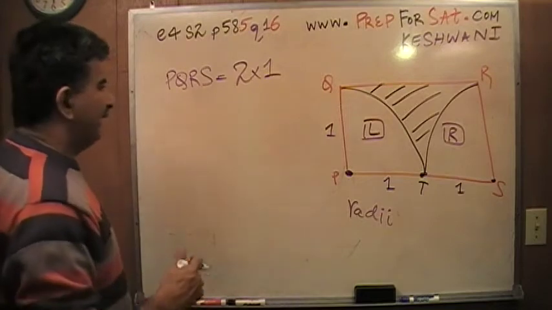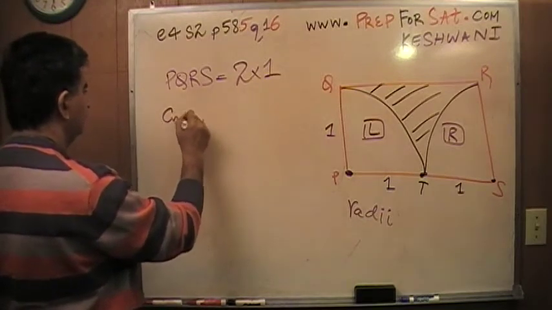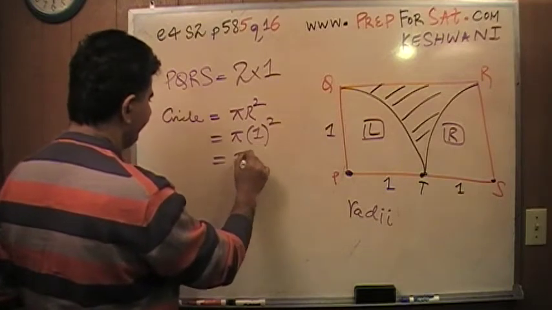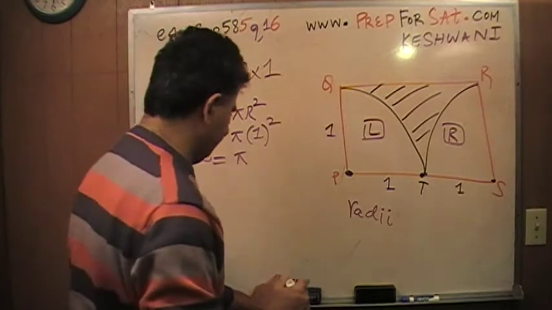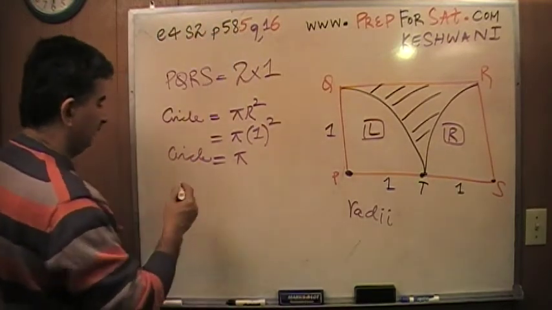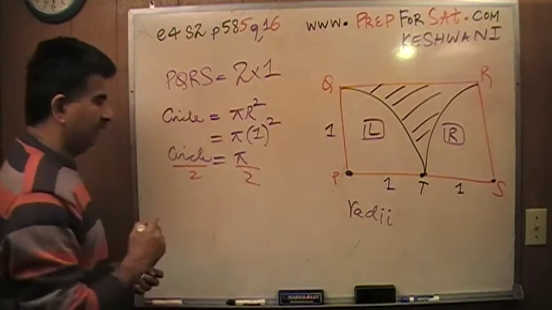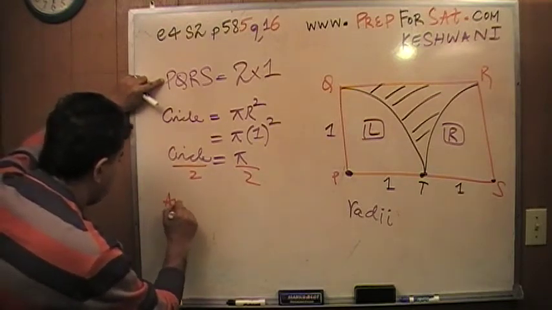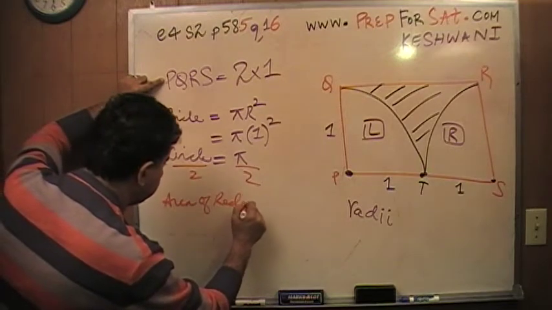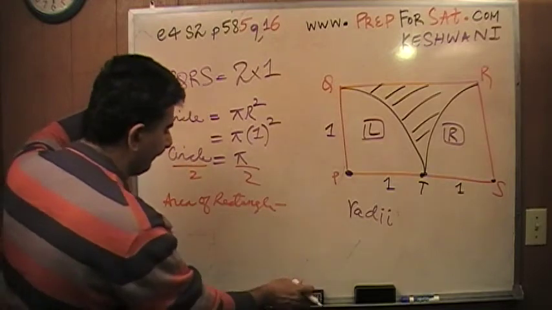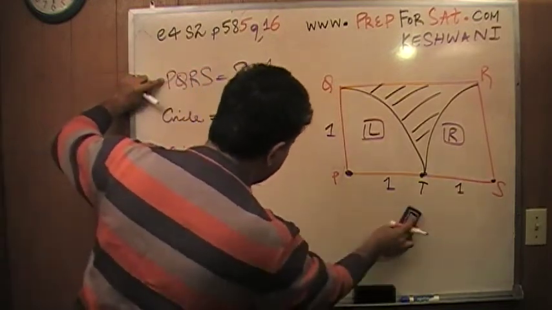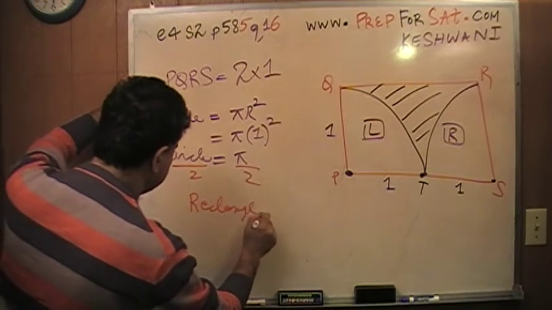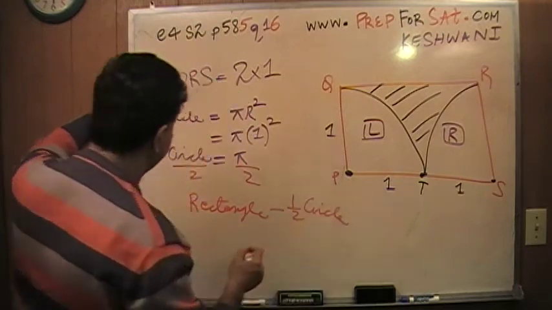Let's continue then. Area of a circle is pi r squared. R in this case is 1, so it's just pi. Area of the circle. Therefore, area of half the circle would be very simple. Area of half the circle would simply be pi over 2. So if you want the shaded region, it's simply area of the rectangle minus half a circle with the radius 1.